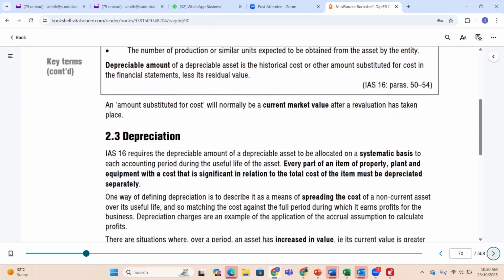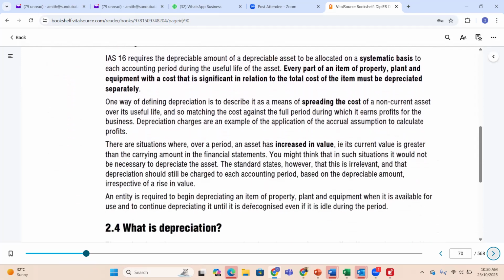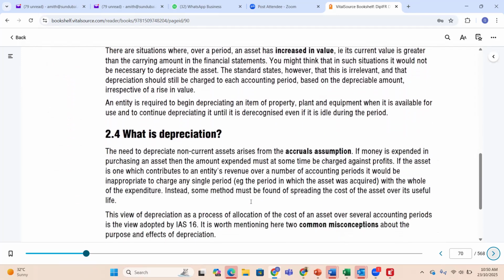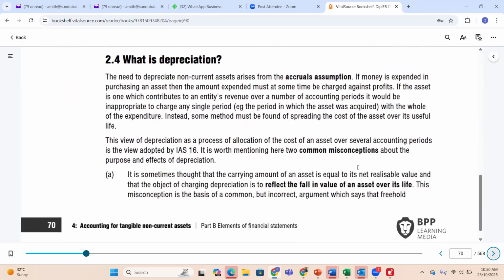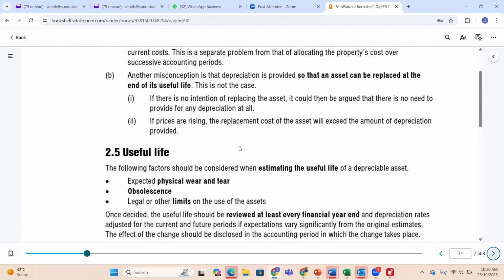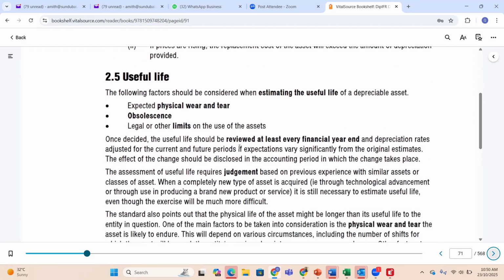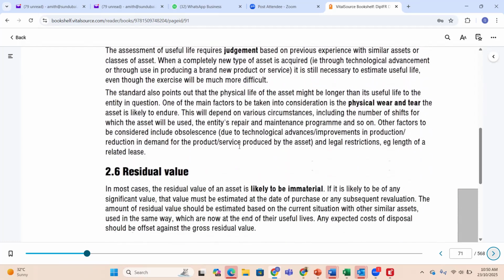So it has to be allocated on a systematic basis. It's an accrual assumption, right? It does not result in a fall of value. It is just an expense recorded for the normal wear and tear of the asset. So useful life is an estimate. Correct. Useful life is an estimate, and any change should be treated accordingly.